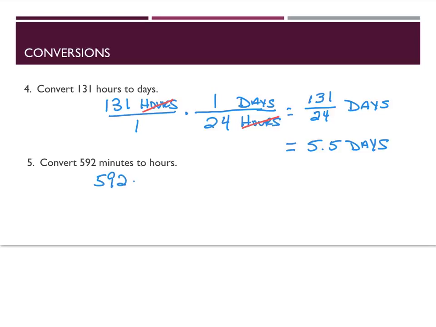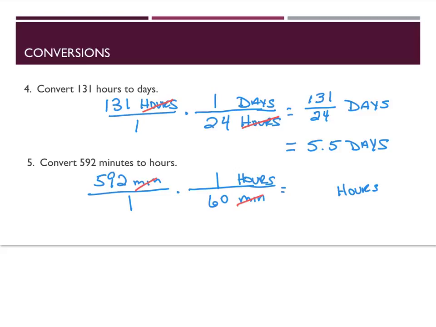592 minutes over 1. I want my answer in hours, which means I want my minutes to cancel out. The relationship here in the second fraction, 1 hour is equal to 60 minutes. Check your units. Minutes will cancel. That'll leave hours as the unit for my answer.